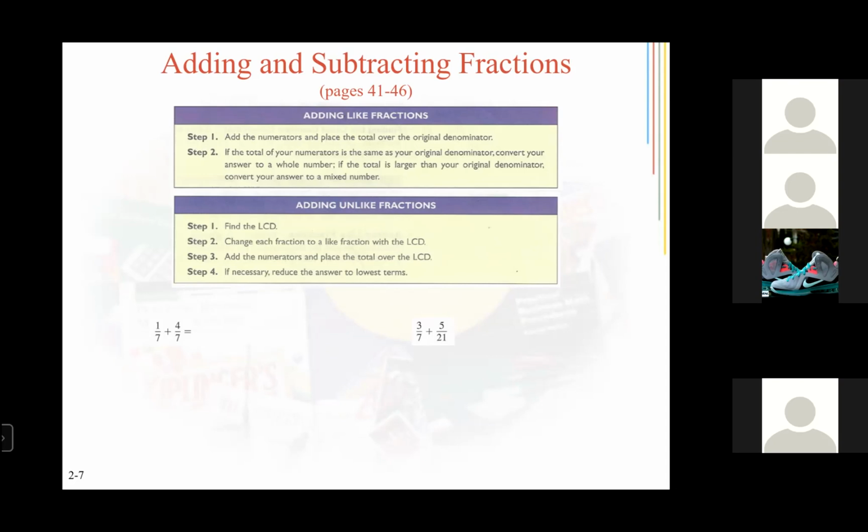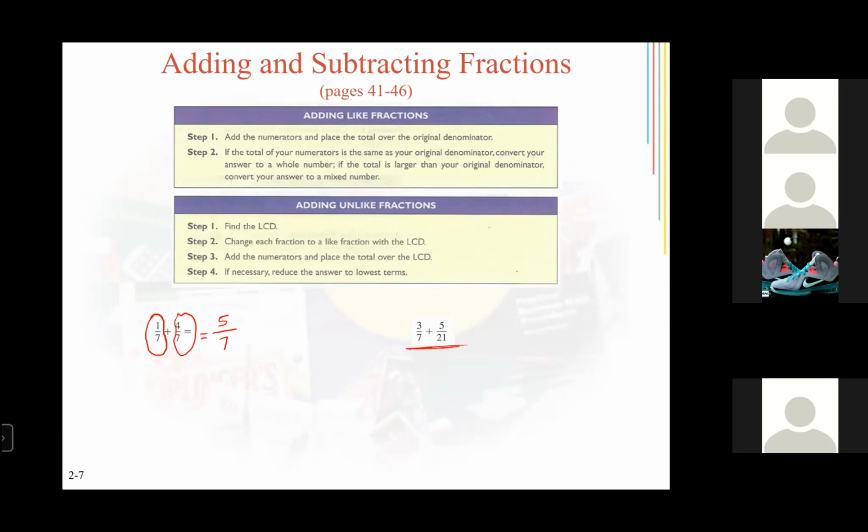Because what this one is saying is, I divide something into 7 parts and I take 1. This one is saying, I divide something into 7 and I take 4. How many 7s do I have in total? That's equal to 5 over 7. Once the denominator is the same, all we are doing is adding the numerators to tell you how many parts you have altogether.